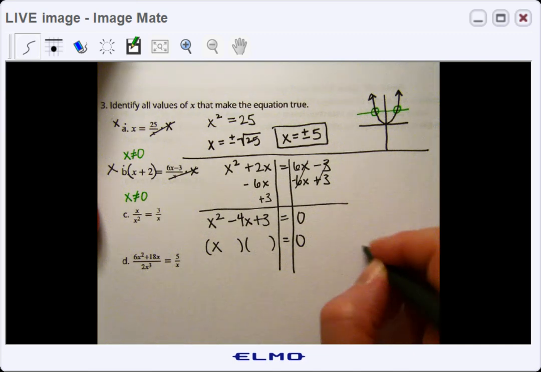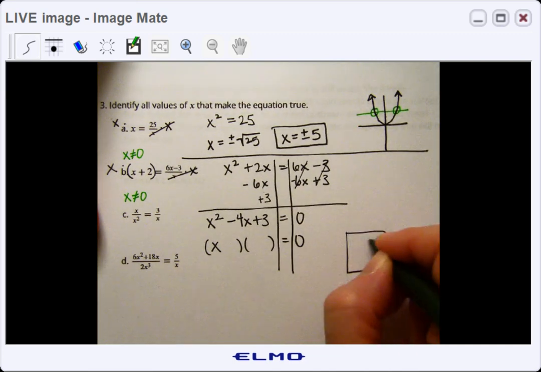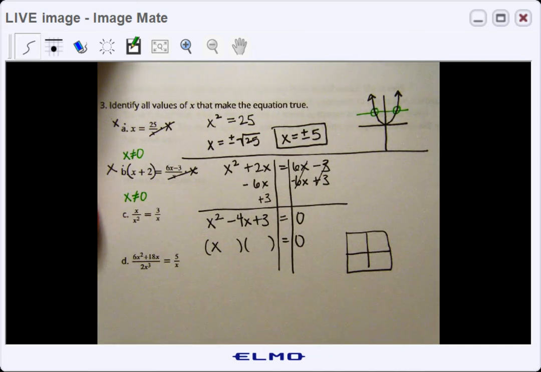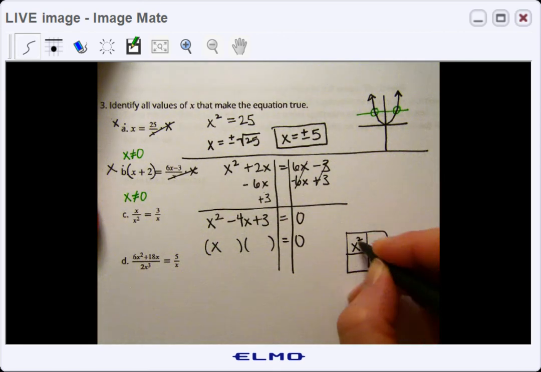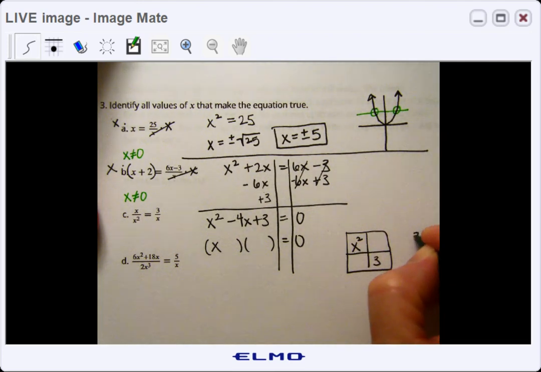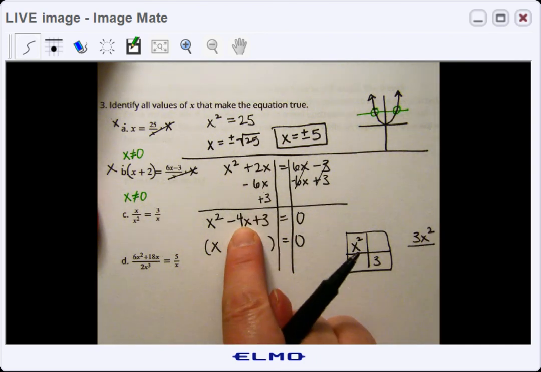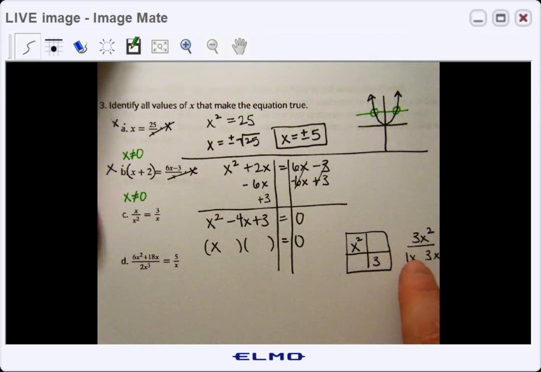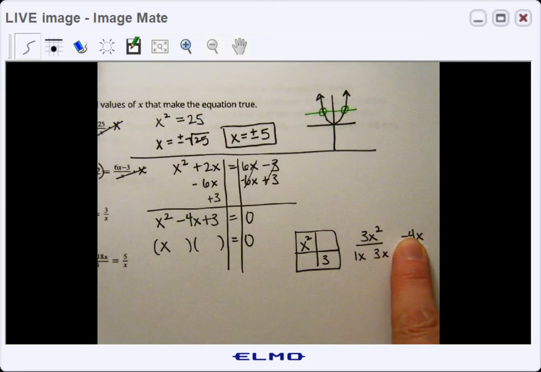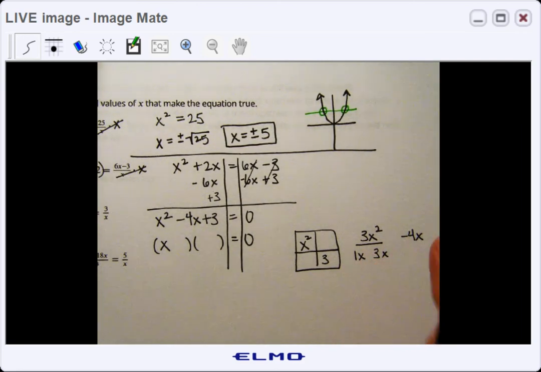All right, so here's the little factor box. And x squared goes here, positive 3 goes here. Multiply them together. We're looking for factors of 3x squared that add up to -4x, the term in the middle. And so I know 1 times 3 is 4. Since this is positive, they both have to be the same sign. And since they have to add up to a negative, they both have to be negative.